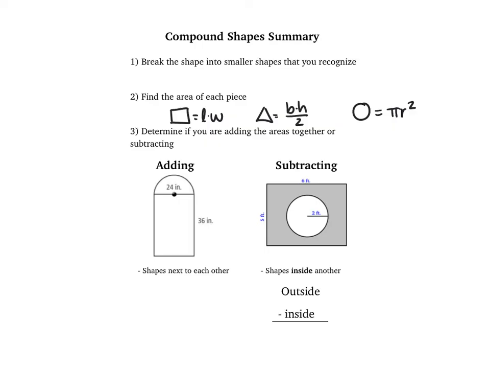So you'll use each of those, and then you'll need to determine, are you adding the areas together or are you subtracting? So adding looks like these shapes are next to each other. You find those pieces and add them together. Subtracting would be like your shaded regions. So you have some sort of outer shape, and you need to subtract the inner shape to get only what that shaded piece would be.